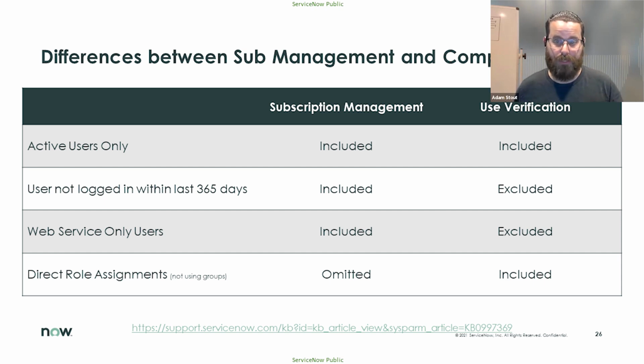Direct role assignments is where I'm ignoring the best practice of assigning roles to groups and users to groups, and I'm directly assigning roles to users. So again, if I'm directly assigning roles to users, we call them direct role assignments. Subscription management doesn't see those because we're always looking at those groups.